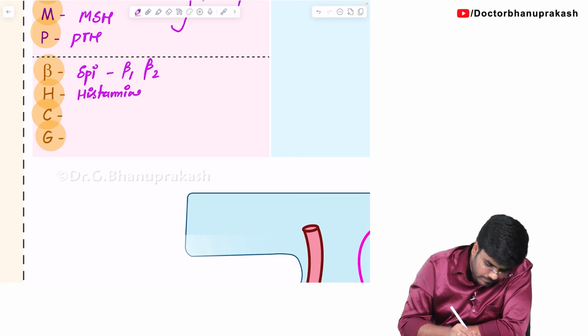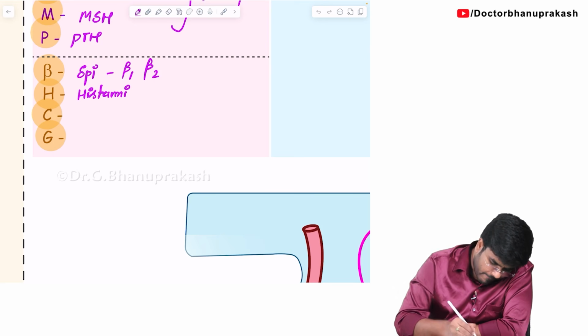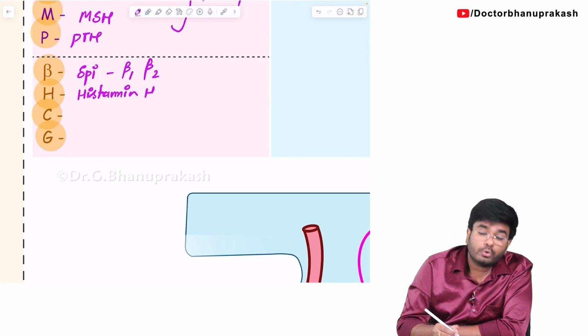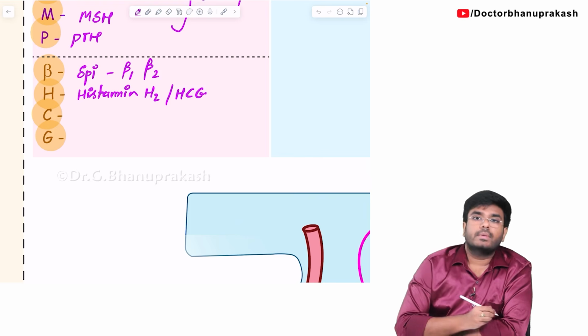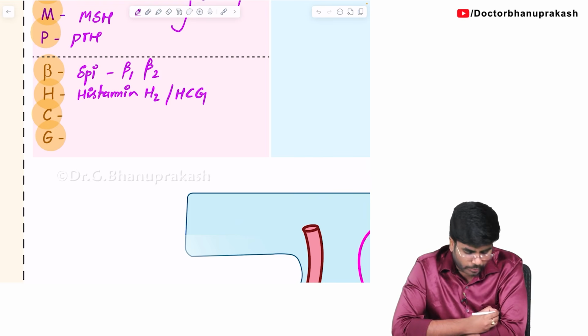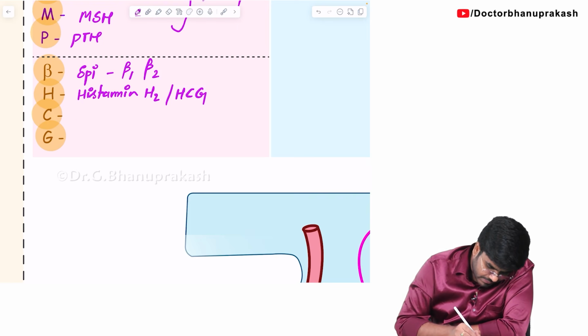Okay, histamine acting on H2 receptor, and one more H is there, that is HCG, same beta HCG. Okay, HCG, human chorionic gonadotropin. So histamine as well as HCG both also act via the cyclic AMP pathway.